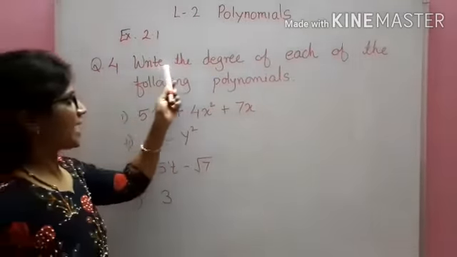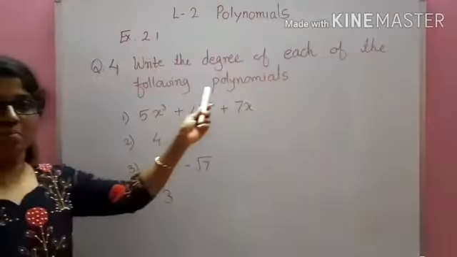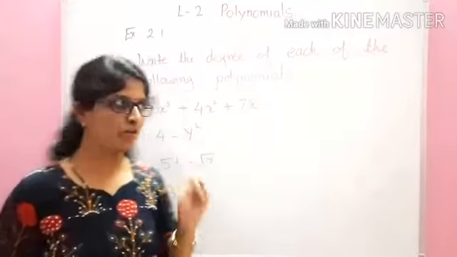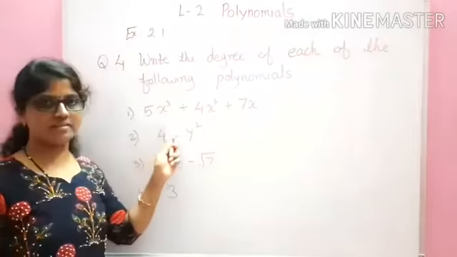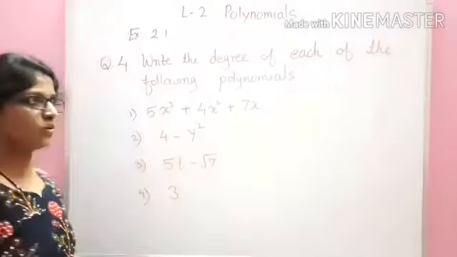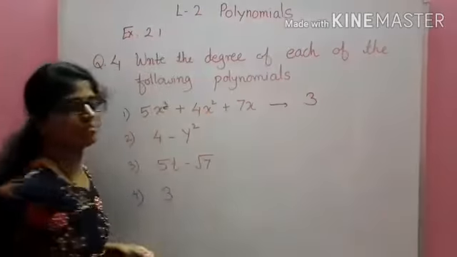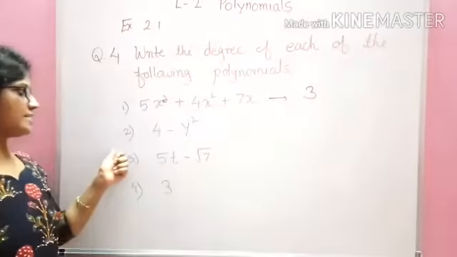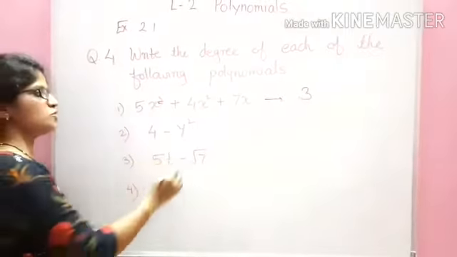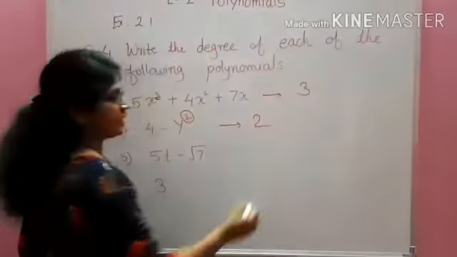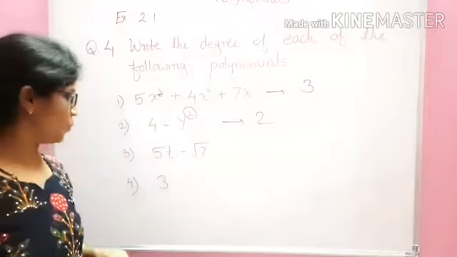Question number 4. Write the degree of each of the following polynomials. Degree means highest power of the variable you should observe. Now here in the first example, what is the highest power of the variable? It is 3. So what is the degree of this polynomial? 3. Second example, 4 minus y square. So what is the highest degree of the variable? It is 2. So degree of the polynomial is 2.